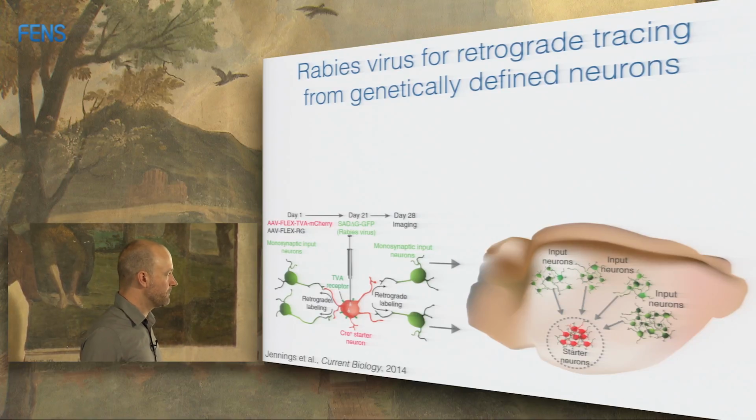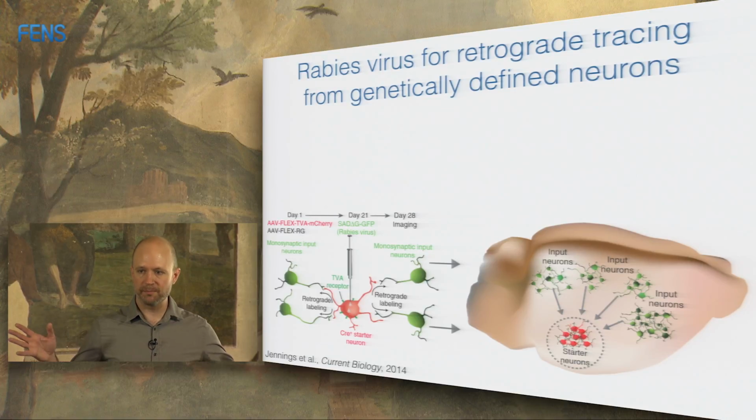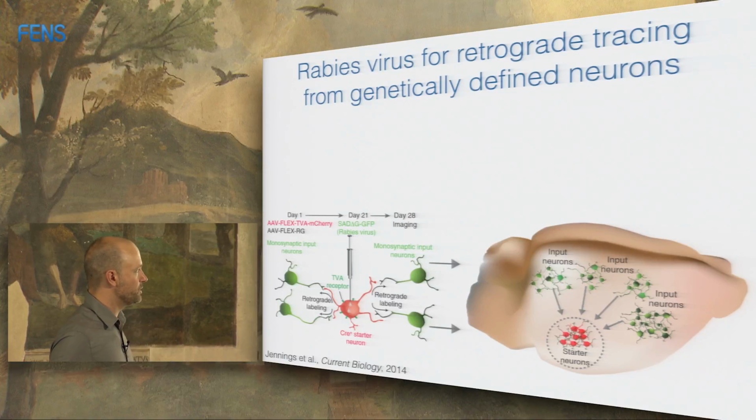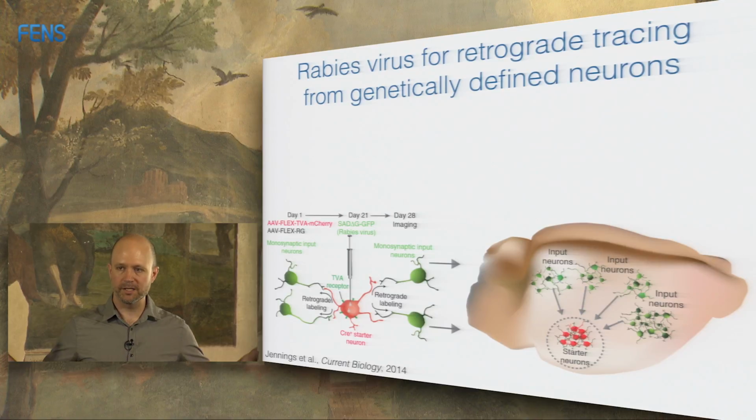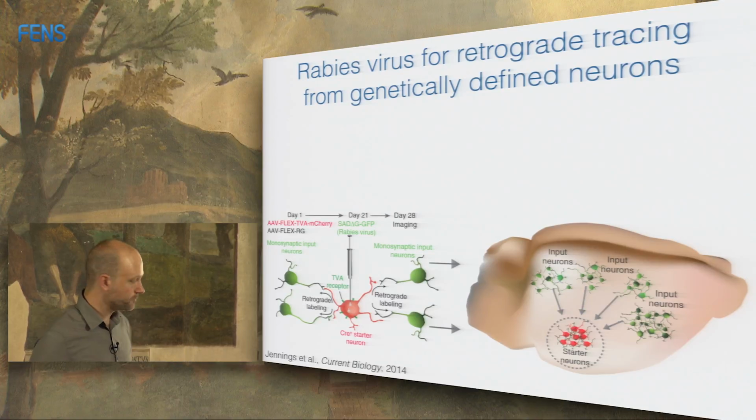And essentially, because the rabies virus was missing that glycoprotein that is needed for replication of the virus, none of these cells upstream have the glycoprotein. So the replication stops one synapse upstream from the starter cell population. So essentially, you just get labeling of monosynaptic inputs without labeling polysynaptic inputs.